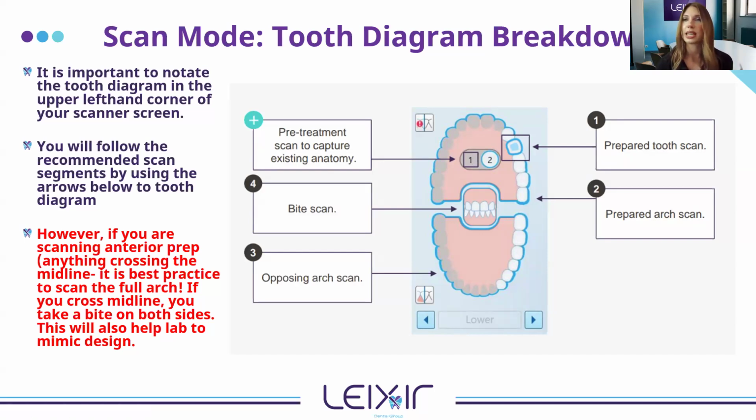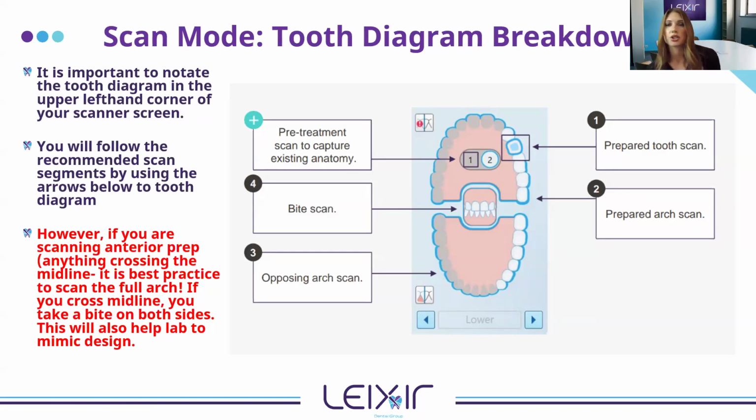So the example I was saying, if the patient has their temporaries, they really love them, you want to send that scan to the lab so we can mimic that design. You'll have that pre-treatment scan. You're going to scan with the temporaries in on the upper 1. Then we would scan our opposing and our bite. And then the last two scan segments are going to be our prepped tooth scan, and then we will scan our prepped arch.